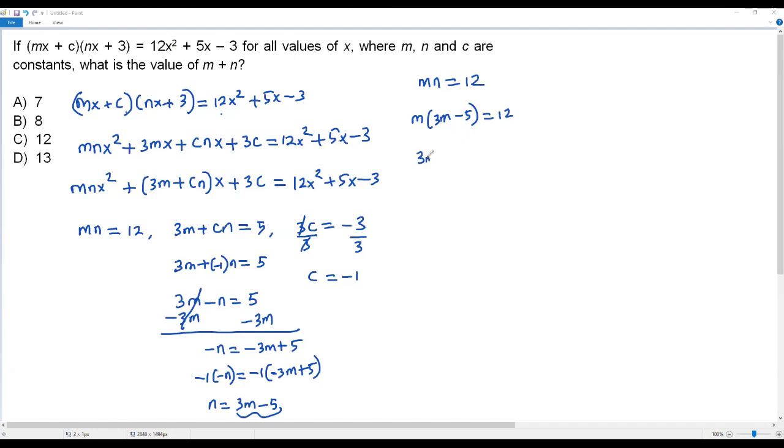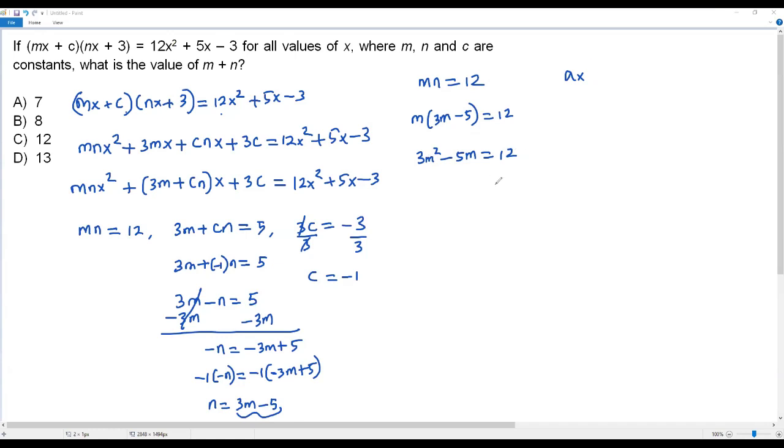When I do so, I'm getting 3m² − 5m = 12. Okay, now we have a quadratic equation in m. So now let's get this quadratic equation into standard form, that is ax² + bx + c = 0. That is, we can get everything on the left side of the equation and keep 0 on the right side, so that we can solve this quadratic equation either by factoring or the quadratic formula.